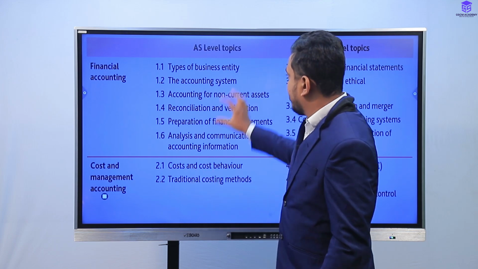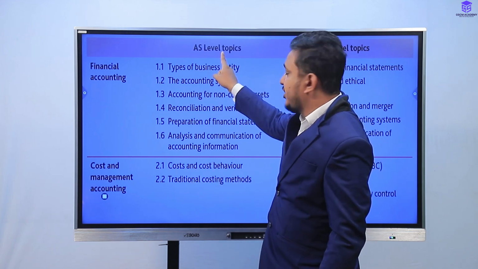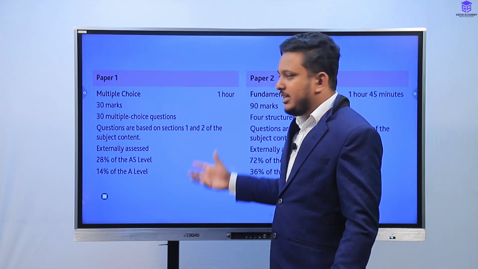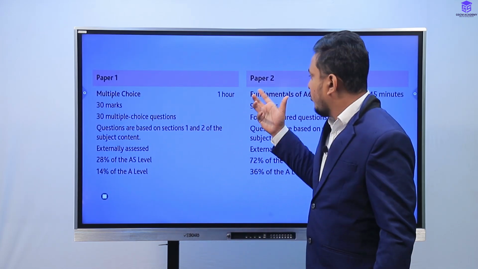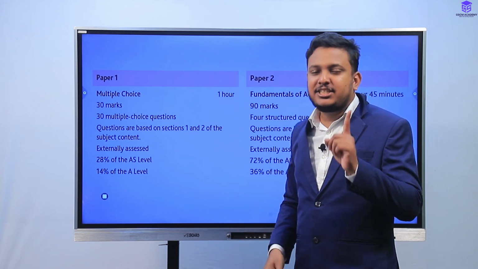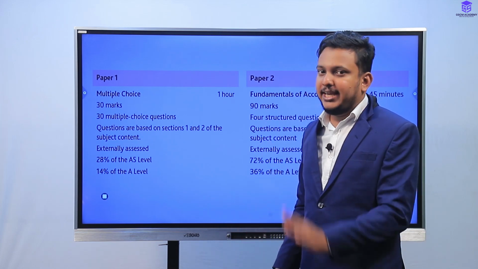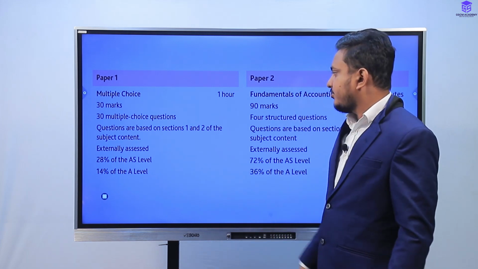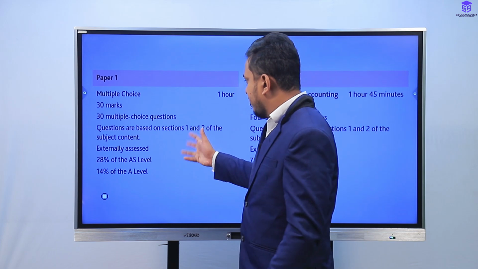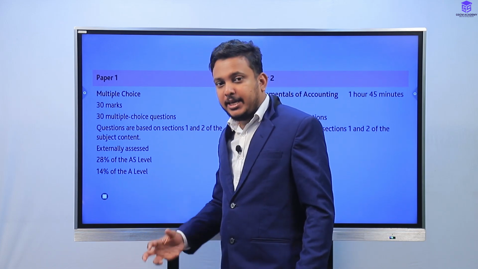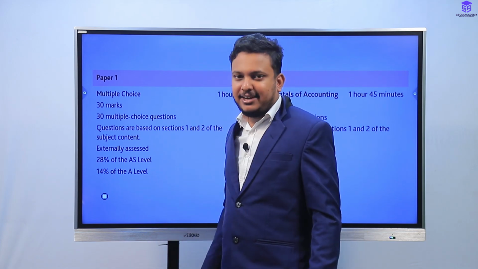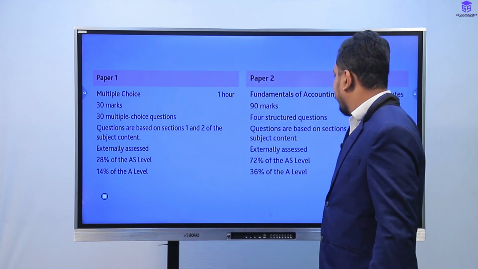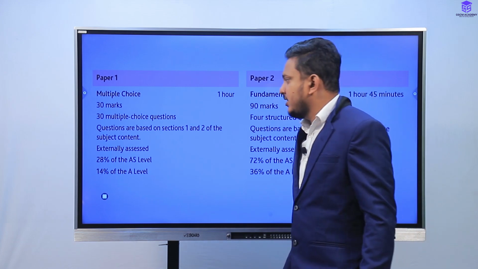Section 1 and 2 are applicable to the AS qualification. So paper 1 is all about the AS qualification, because paper 1 and paper 2 will test AS level topics. For you to get the AS level qualification, you are required to complete paper 1 and paper 2. Paper 1 will be based on AS level topics, and even paper 2 is based on AS level topics.